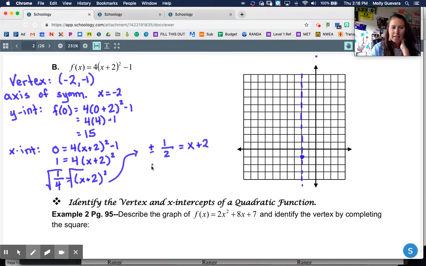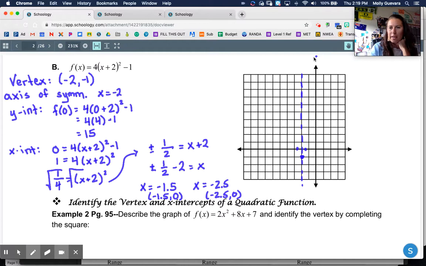And then the last thing I need to do is subtract my 2. And I'm good to go. Now I just need to split these up. So positive 1/2 minus 2 gets me negative 1.5. And negative 1/2 minus 2 gets me negative 2.5. So that tells me I have x-intercepts at negative 1.5 comma 0 and negative 2.5 comma 0, which is right here and right here.